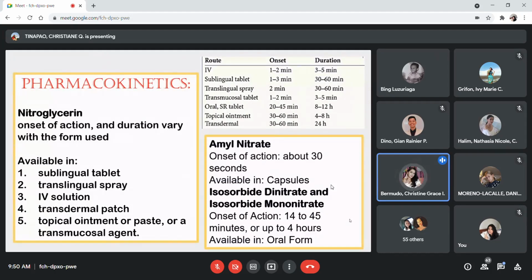By decreasing the demand. By decreasing the oxygen demand of the heart, Doc.